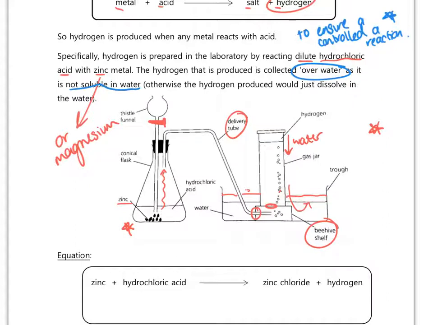You don't need to add any of that in, but I'm just explaining where that water goes. It'll go out from the gas jar through the beehive shelf and back into the trough again. So you will see that water level start to rise. Your gas jar will fill with hydrogen, and then you can collect multiple gas jars of hydrogen. You can test that gas to see if it's hydrogen by applying a lit splint, and a popping sound should result. So be familiar with that apparatus. Make sure you're able to label that apparatus.